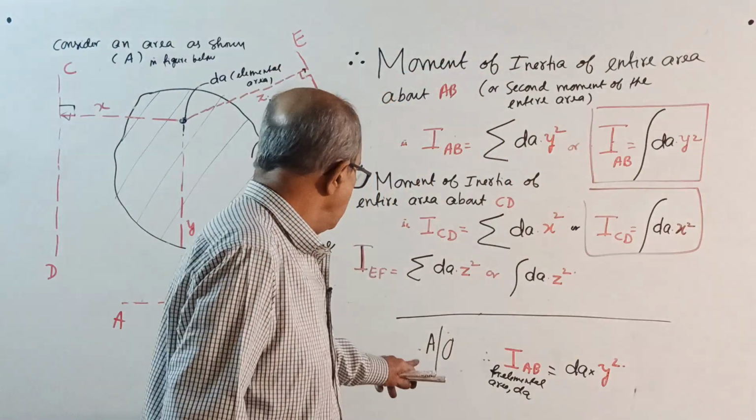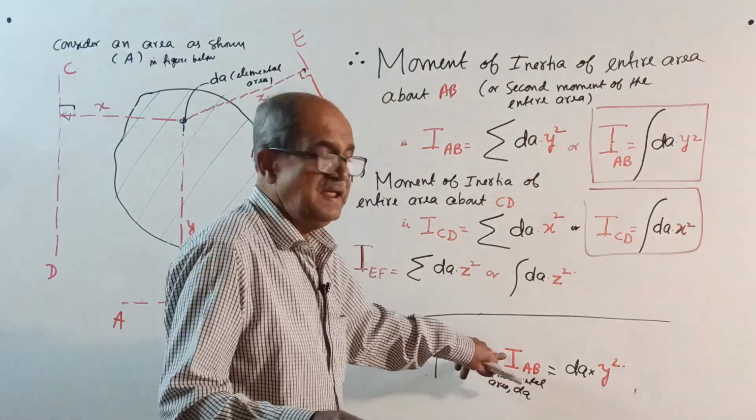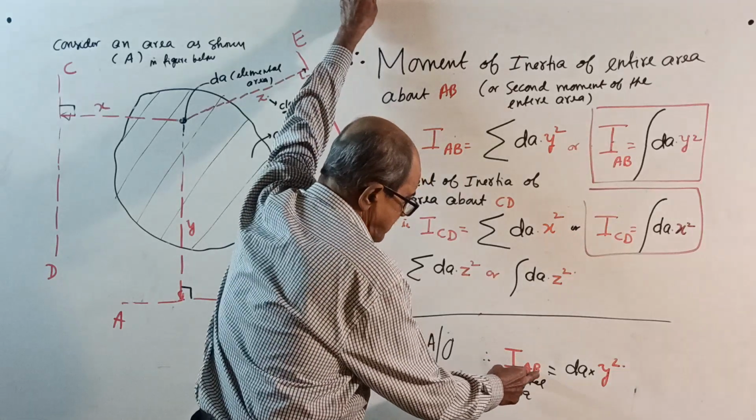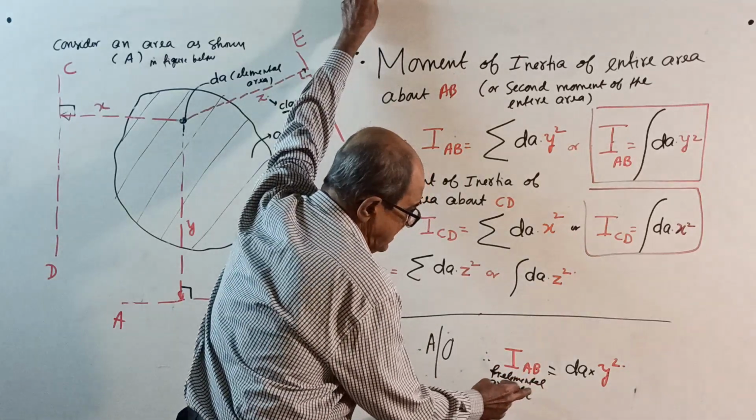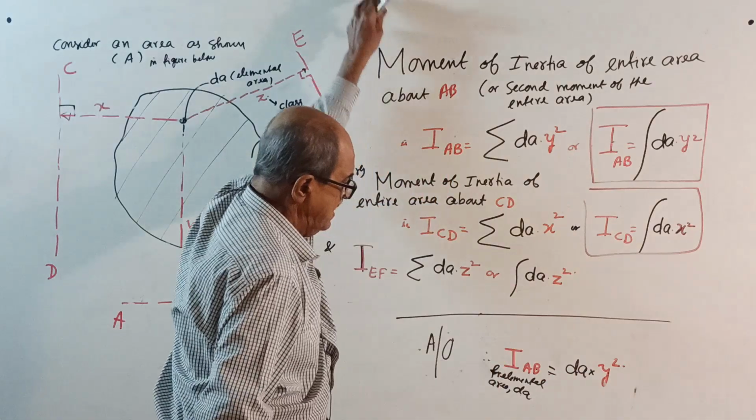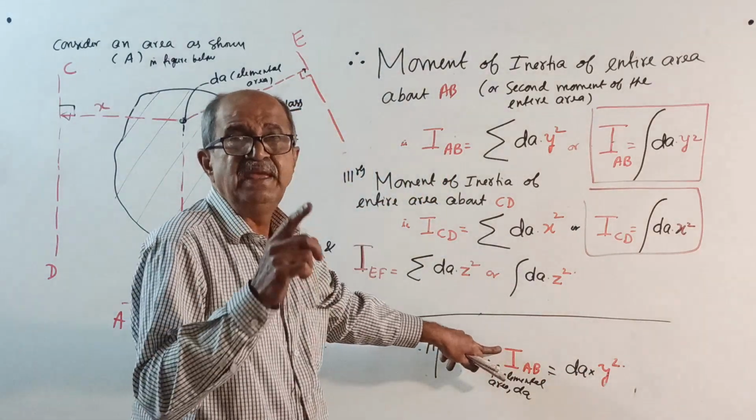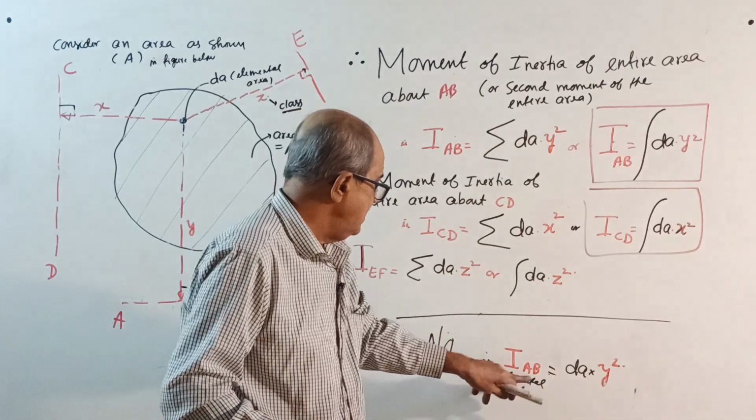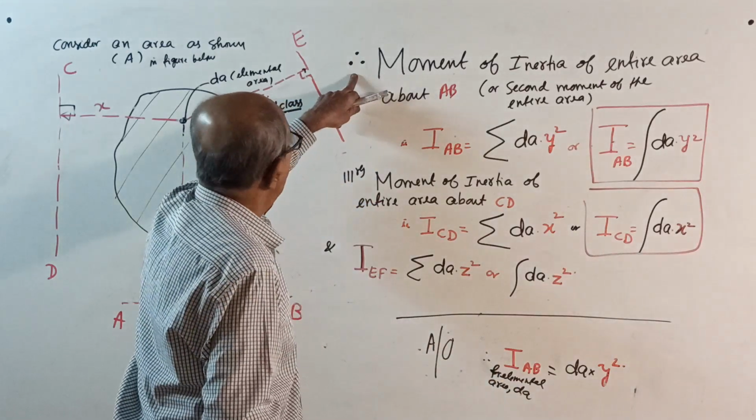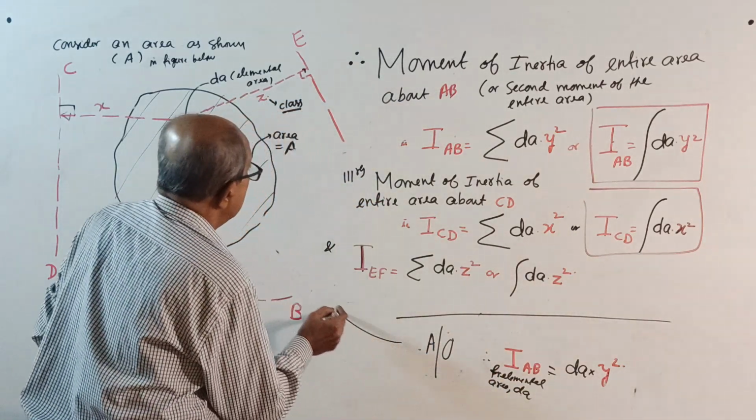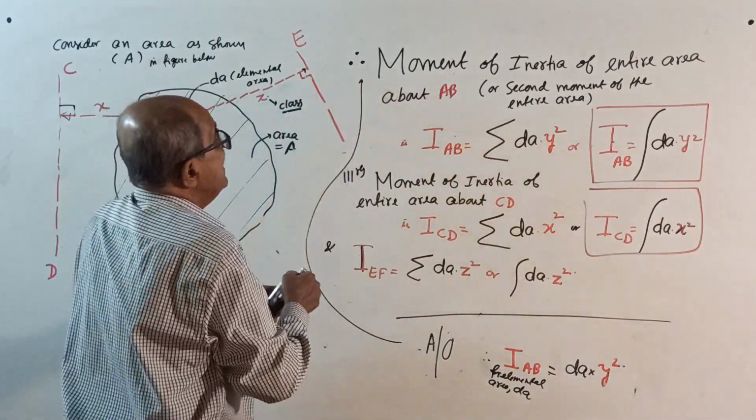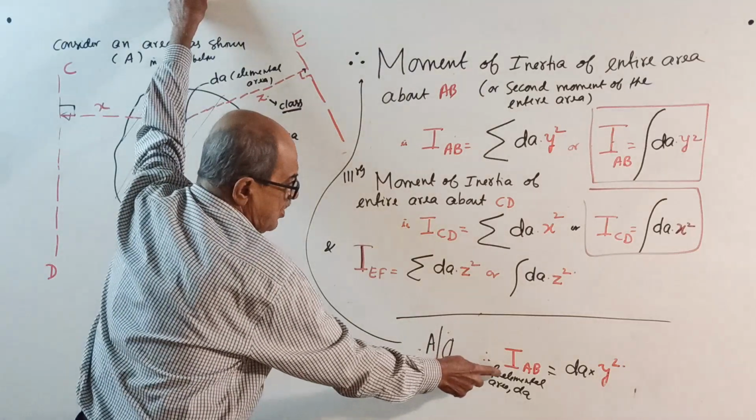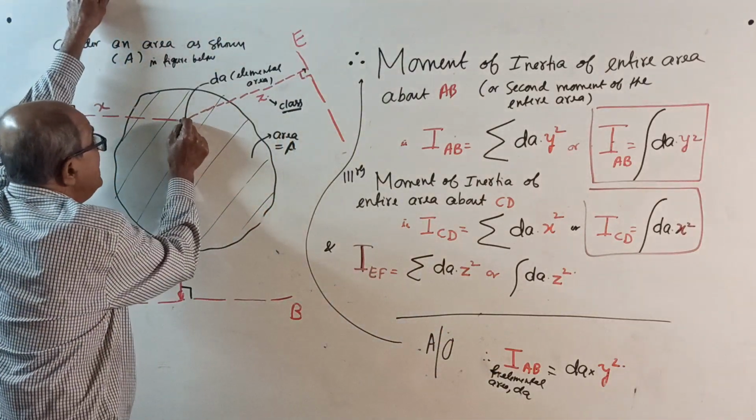So, I stopped by telling that I about AB for the elemental area dA is dA into y square, the moment of inertia of the elemental area dA about AB. Therefore, this is the expression for the moment of inertia for the elemental area dA.